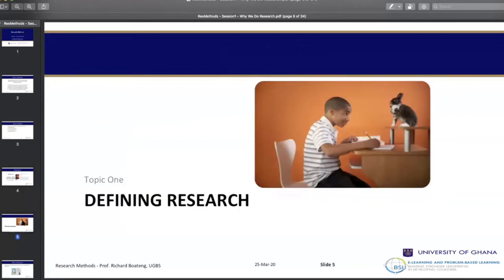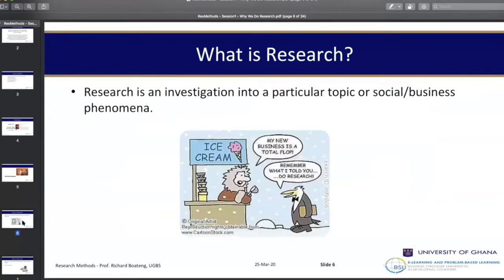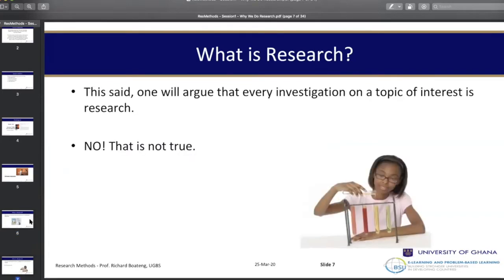So let's start with our topic one, why we do research. Now, a very easy way to define what research is is this definition that many people tend to ascribe to. Research is an investigation into a particular topic or social or business phenomena. Then when we say that research is an investigation, many people think that it means that every investigation that we carry out is research, but that is not always true.